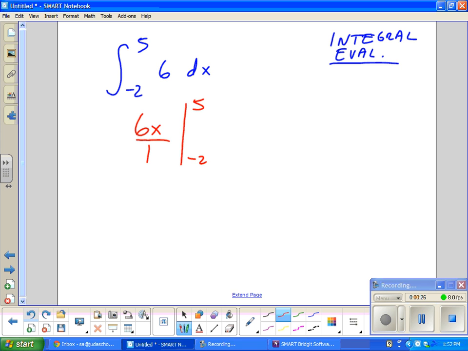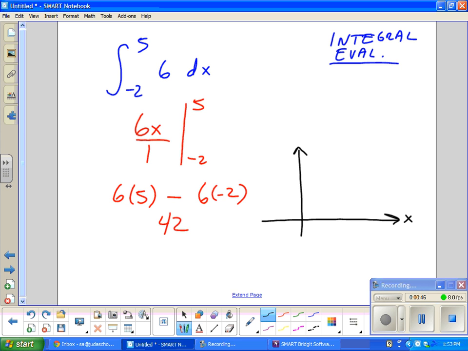This is a definite integral. It has evaluations. We can plug in 6 times 5 minus 6 times -2. 30 minus 12 is an area of 42. And you caught that, hopefully, I said area, because this curve, if I go back to the very beginning, the function is 6, which we recognize as a horizontal line. And it had the integrals from -2 to 5.